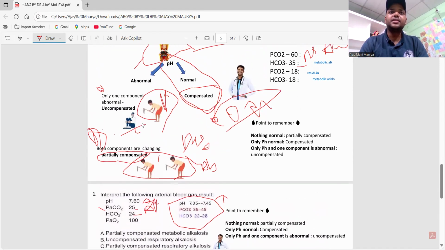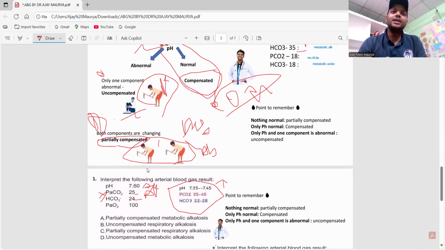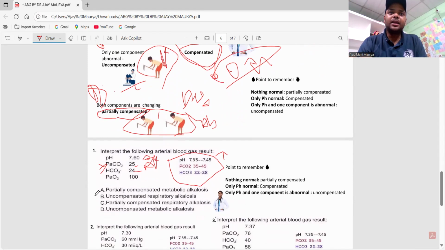See here, this is the case of the first one. It means the pH is abnormal, but the lung is doing the work here, while the kidney is simply sitting, simply normal here. Then it is called uncompensated. We have two options here. So uncompensated respiratory alkalosis is the correct answer.